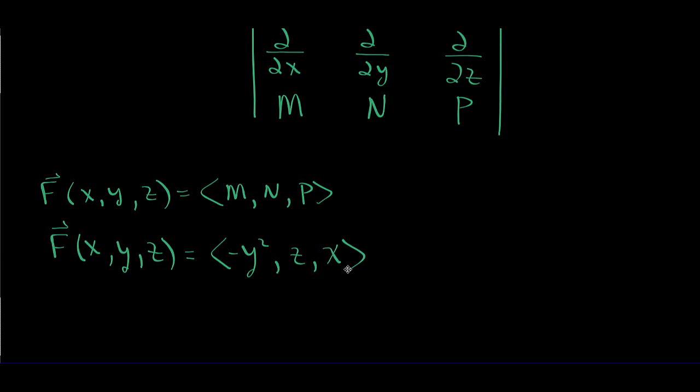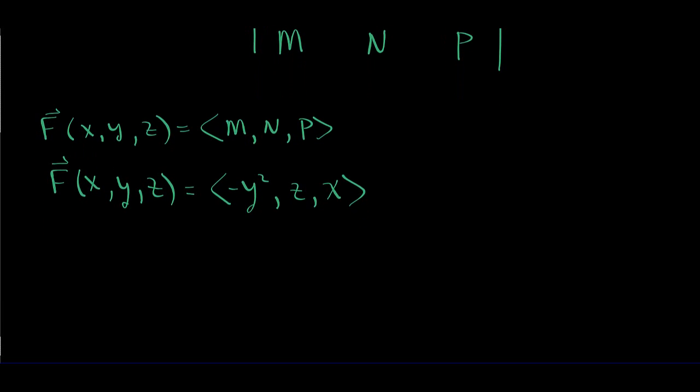Okay, now here I go. I'm going to find the curl now. Now remember, an alternative way to write that is this. So we're finding the curl of this function, of this vector field. We would have i, j, k.